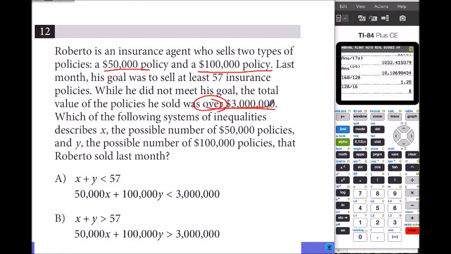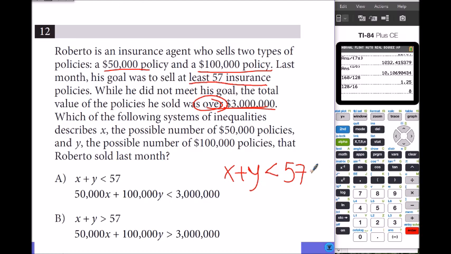Which of the following systems of inequalities describes X, the possible number of 50,000 policies, and Y, the possible number of 100,000 policies? So X plus Y was less than 57. His goal was to sell at least 57, but he didn't, so X plus Y was less than 57, not equal or greater.